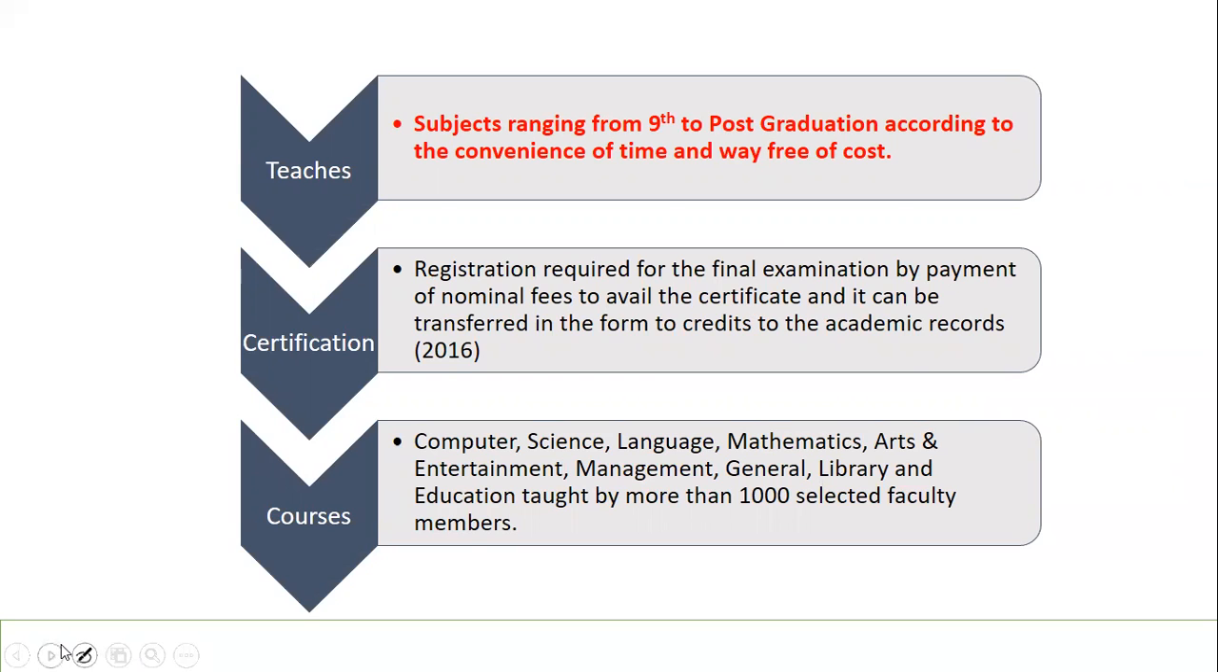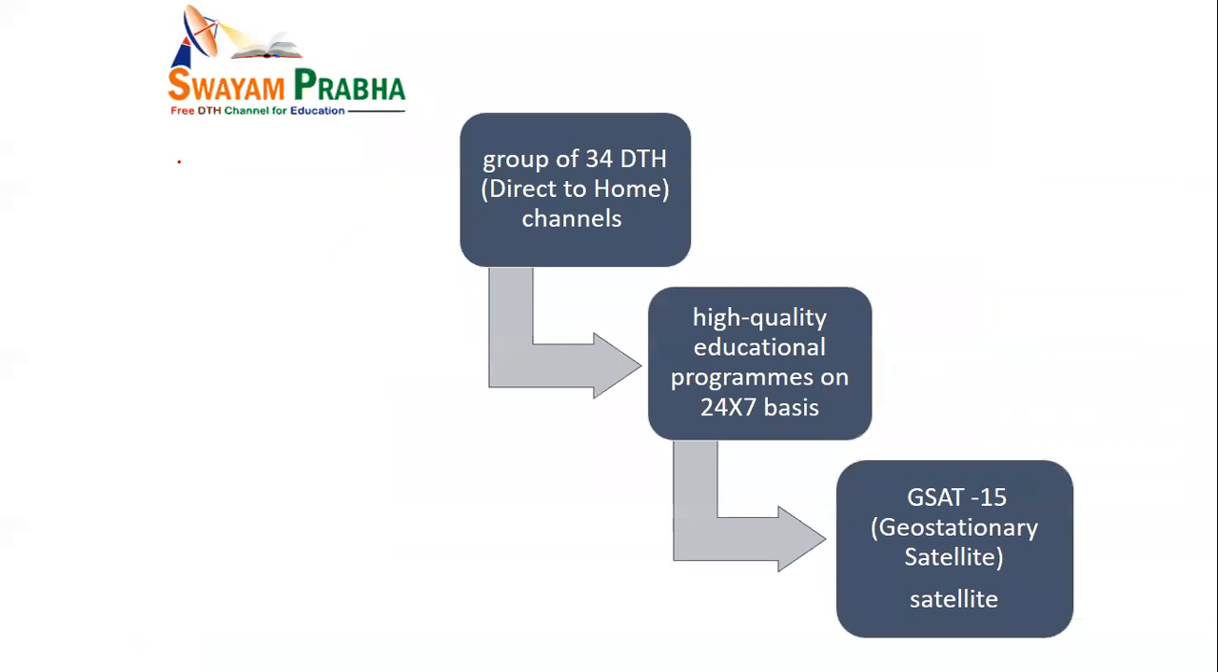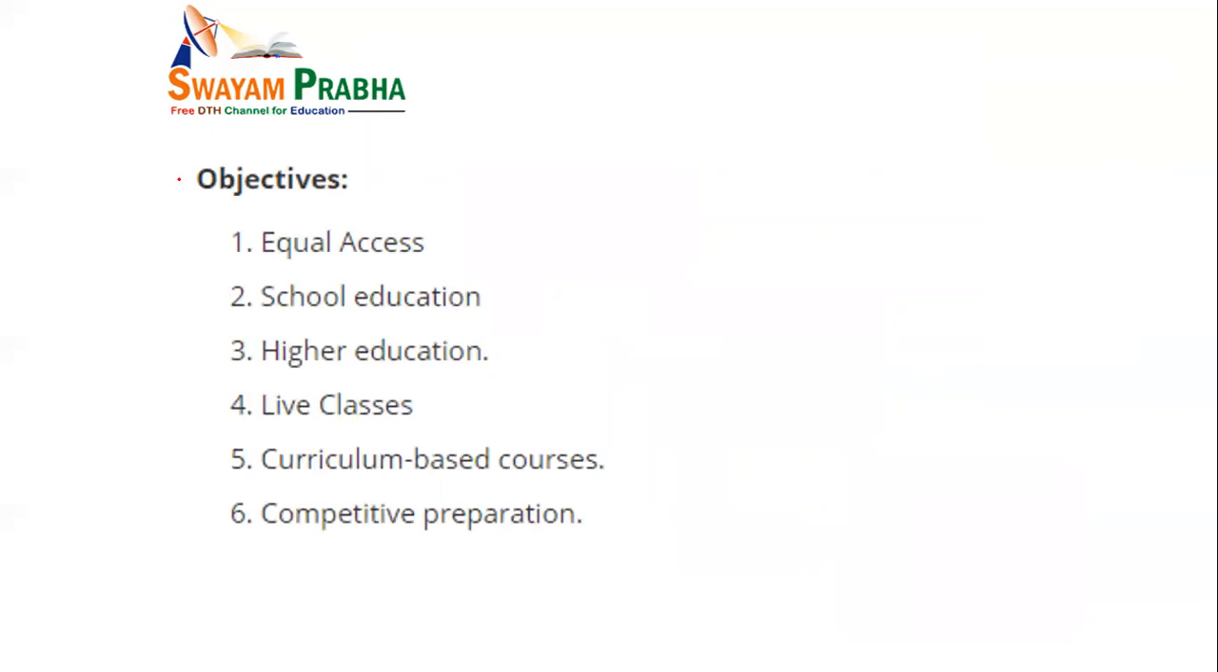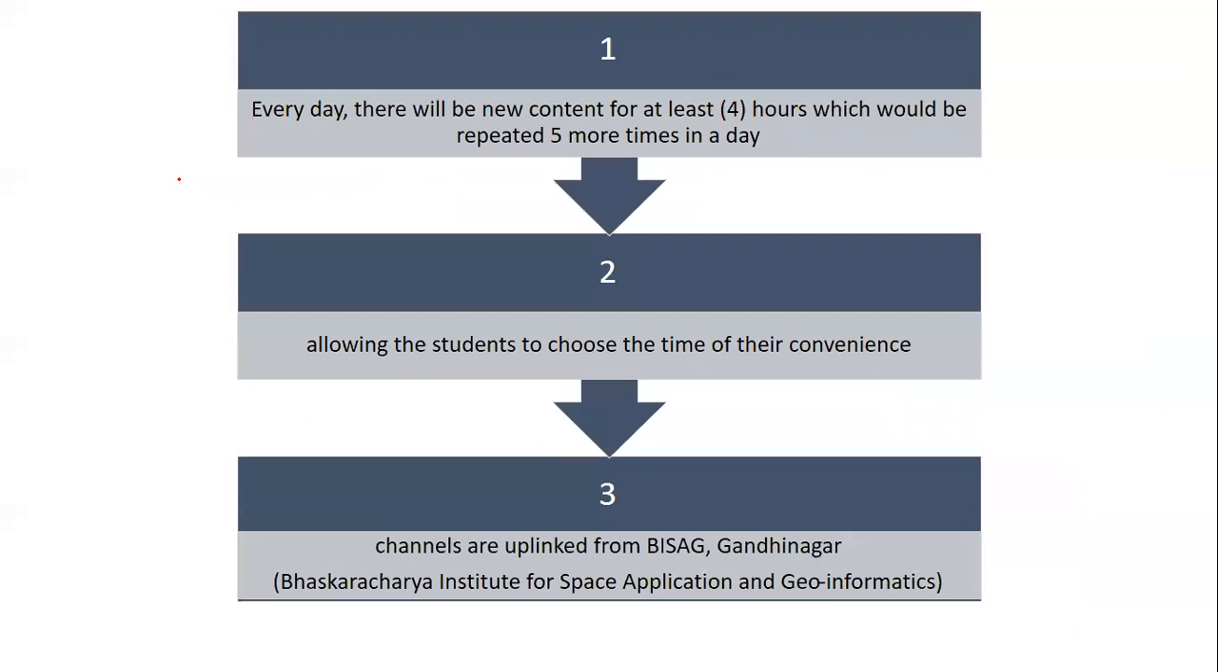Then we have next Swayam Prabha, which is a 34 DTH channel, direct to home channel, with high quality educational programs with the help of GSAT, that is geostationary satellite. Objectives are equal access to education, higher education, live classes, curriculum based courses, and competitive preparation.